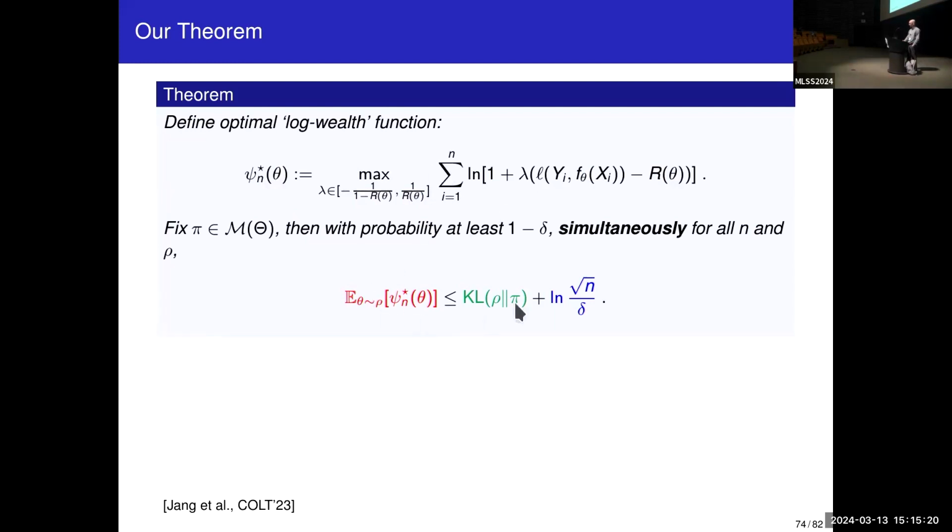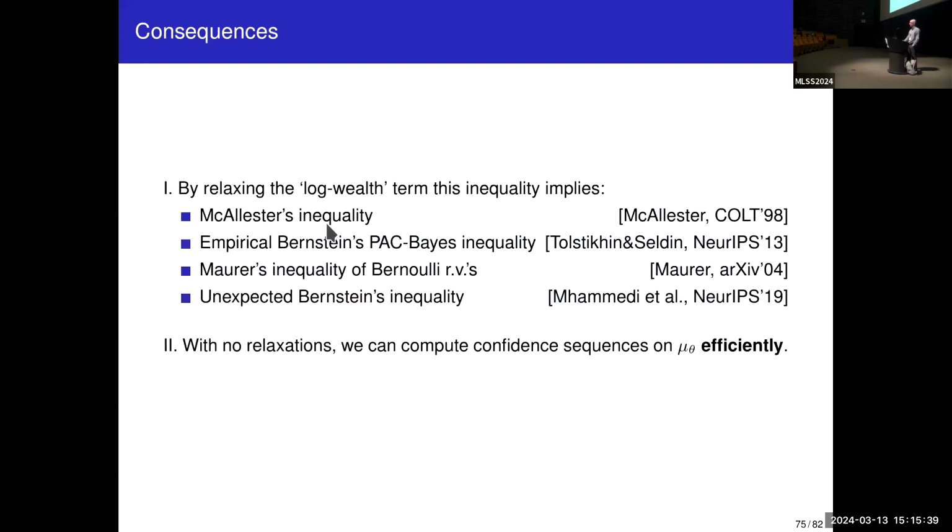Okay, so why is this a good bound, why should we care about this weird expression? First of all, you can take this expression here and lower bound it with the classic terms from all the PAC-Bayes literature. So you can recover McAllester's inequality, or empirical Bernstein PAC-Bayes inequality, or Maurer's inequality for Bernoulli random variables, or the unexpected Bernstein inequality. All of them lower bounding the one that I showed you. We basically proved something like a master inequality that is better than all the others. So you don't need all the others, you just need one.